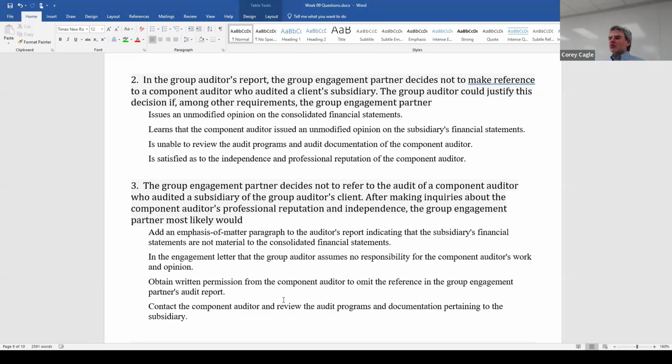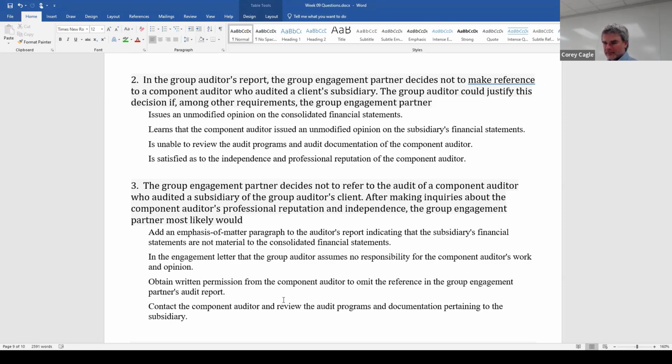2 says, in a group auditor's report, so the big auditor, the group engagement partner decides not to make reference to the component auditor. All right, that translates to everything's cool. I am comfortable with them. Everything's good, bases are covered, we've done what we need to, we're fine. So we're not making reference to the component auditor. That's what that means. The group auditor could justify this decision if, among other requirements, the group engagement partner did what?